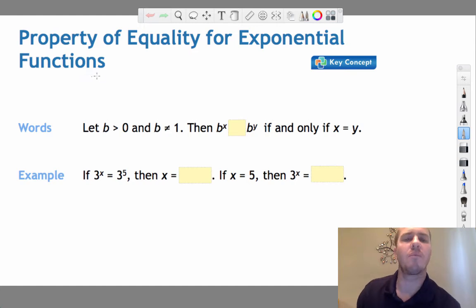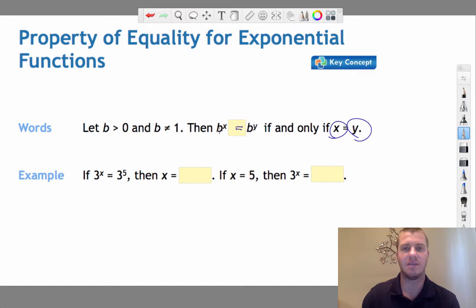Okay, so what we're going to use is the property of equality for exponential functions. As long as b is greater than 0 and is not 1, those are just kind of detailed things. Basically, what you need to know is if b raised to the x is equal to b raised to y, if and only if x is equal to y.